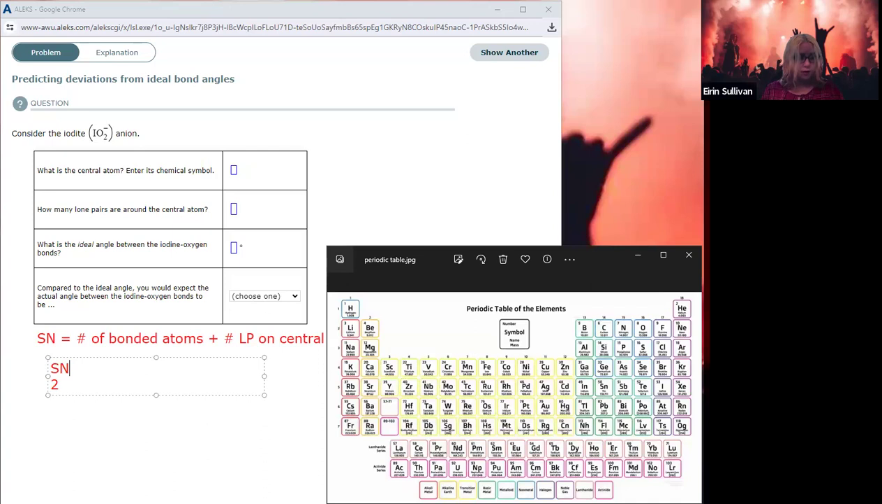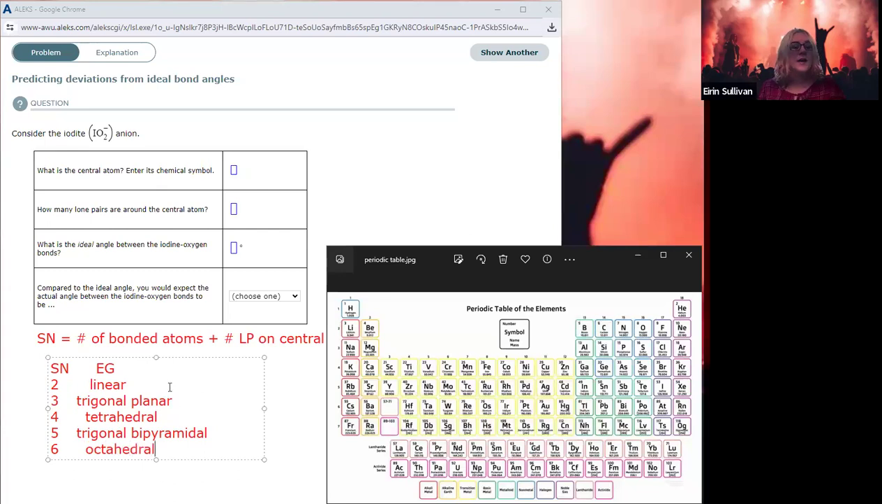So steric number of 2, your electron group geometry, or your parent geometry if you like, is just linear. Steric number of 3, that electron group geometry is trigonal planar. Steric number of 4, your electron group geometry is going to be tetrahedral. And these are all just coming from simple three-dimensional geometries, right? And then steric number of 5 is trigonal bipyramidal. So that is 2 triangular-based pyramids base to base. And then the last one you need to know, Jake, is steric number of 6, which is the octahedral electron group geometry.